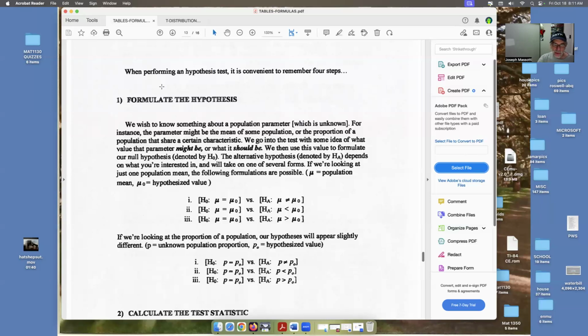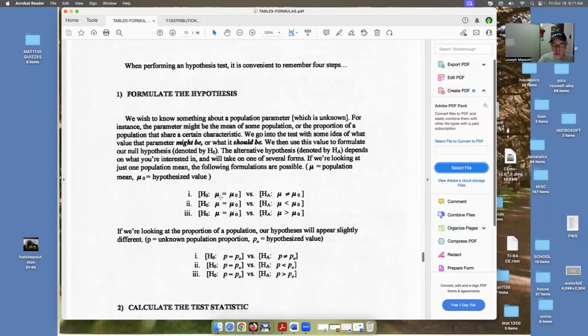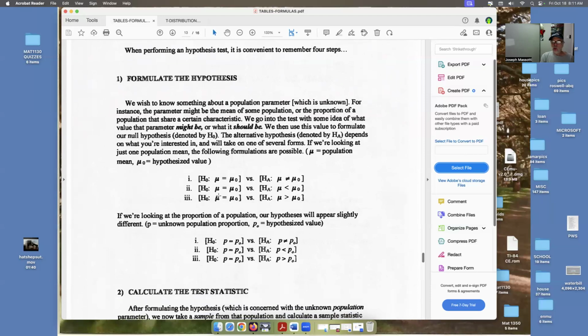So when we formulate a hypothesis, we are going into the test with an idea, right? We're saying, I think the average of all my students in statistics, I think the average is 80% on the last test. Right? So I go in with that idea. That's my idea going in. We call that the null hypothesis. Okay, that's what's going in.